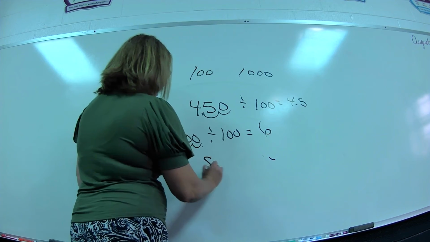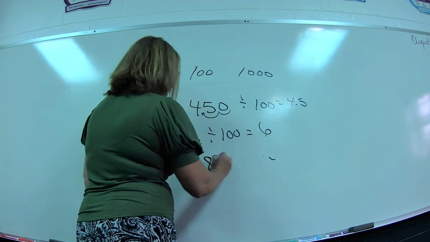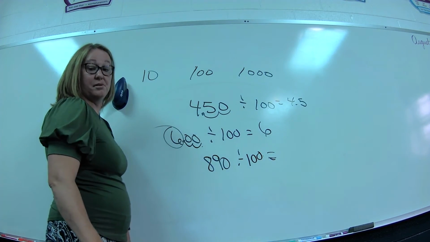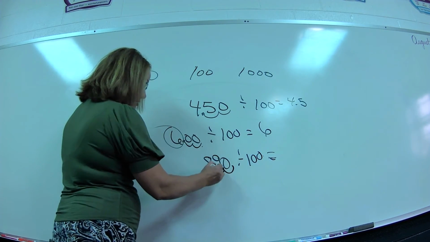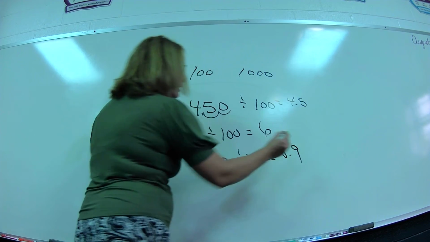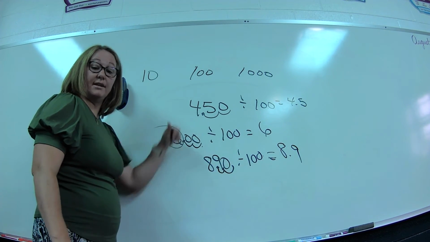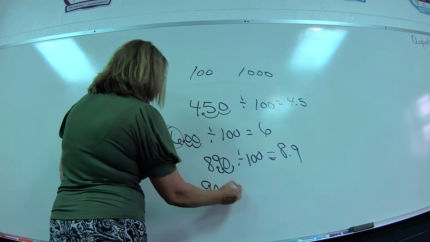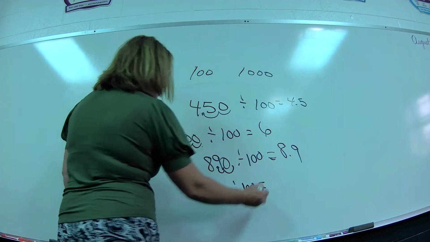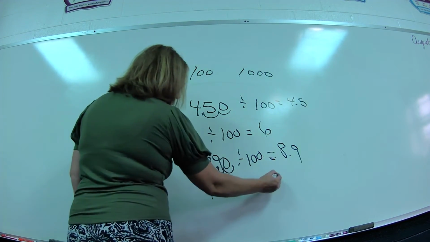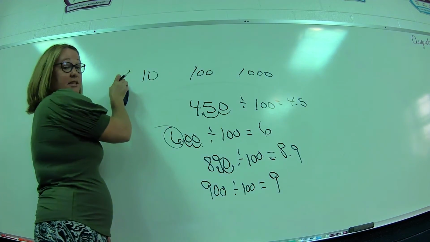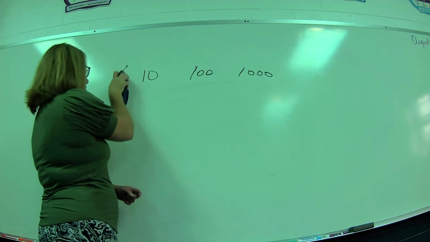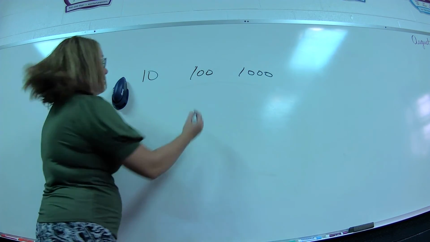All right, what if you had 890 and you want to divide it by 100? 1, 2. 8.9. Notice how the numbers got smaller. All right, let's try 900 divided by 100. You're right. 9. Now let's divide by 1,000. And that's right, we're going to move it. We're going to get smaller by 3 decimal places.